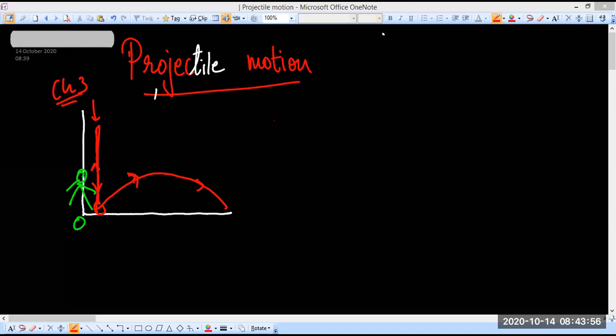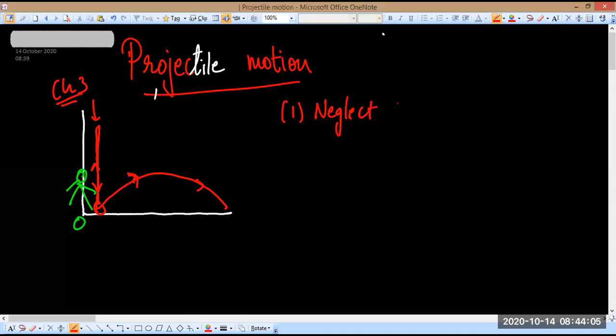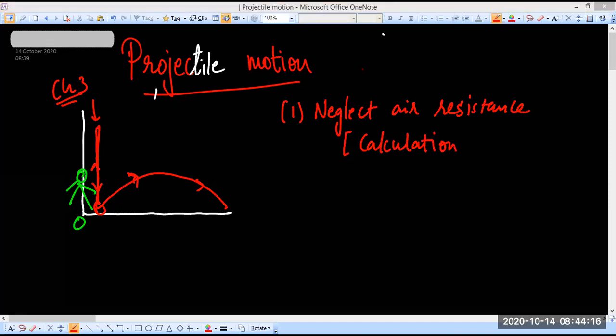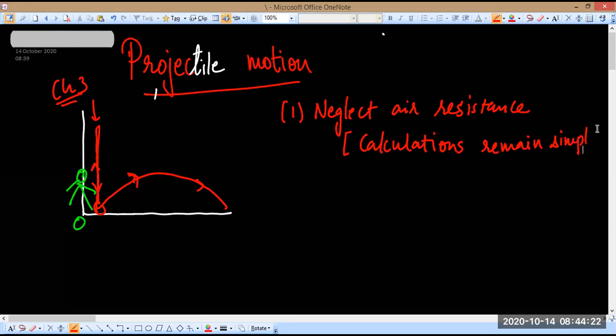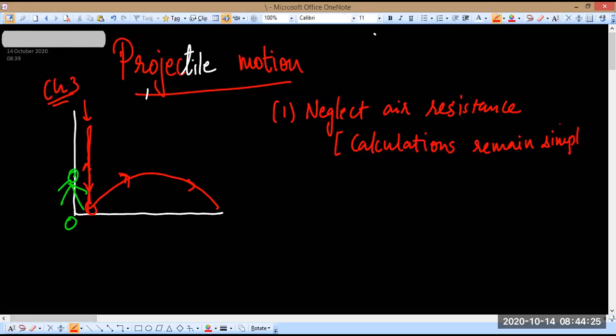Now there are some basic assumptions that we must understand before we start. First one, as usual, we neglect air resistance. Again, why do we do this? So that the calculations remain within high school level, right? So we keep it simple. Basically air resistance is slightly complicated.